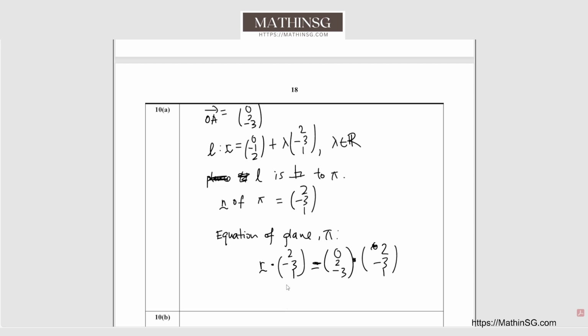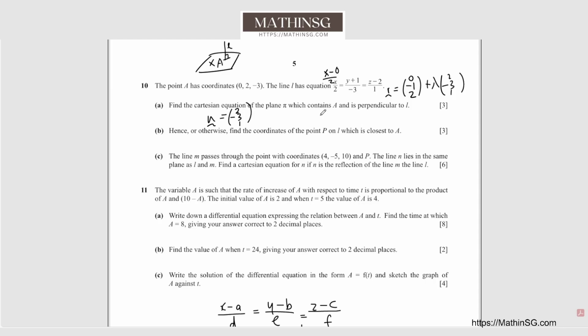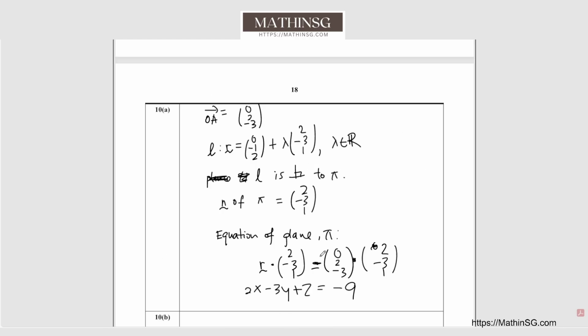Okay, so this will give me minus 9, right? And then this will give me 2x minus 3y plus z. So 2x minus 3y plus z equals 9. I need to write it in this form because the question says they want the Cartesian equation. So you cannot leave it as r dot (2, -3, 1) equals -9. That is the vector equation. We don't want that. We need this.